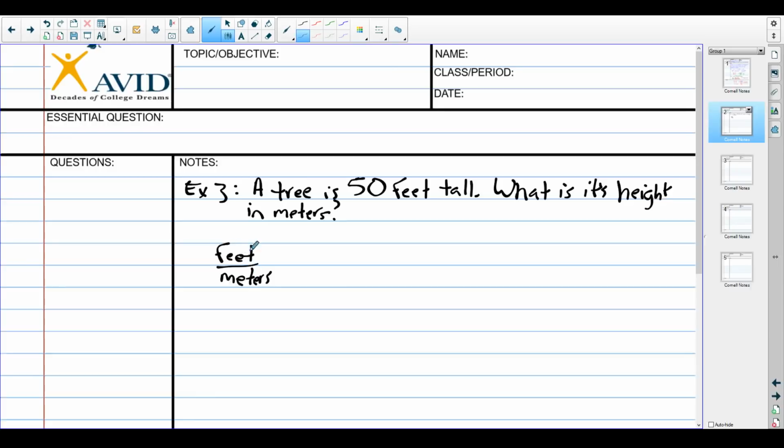I feel like we're just putting customary on top and metric on the bottom, which makes me think that Miss Geyer is biased against the metric system. Should I just put it on the bottom? Feel free to ask her about that.